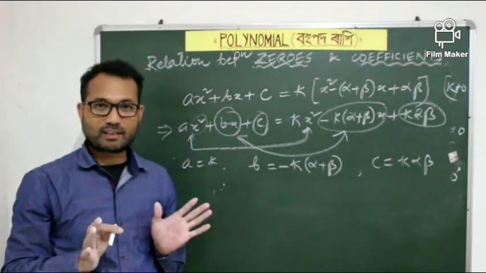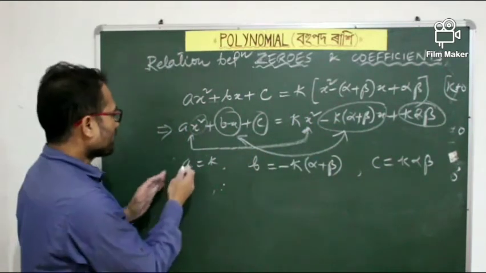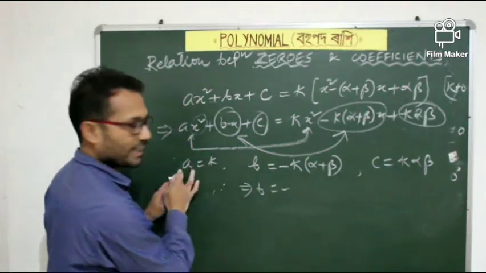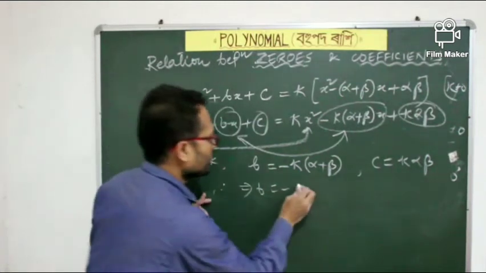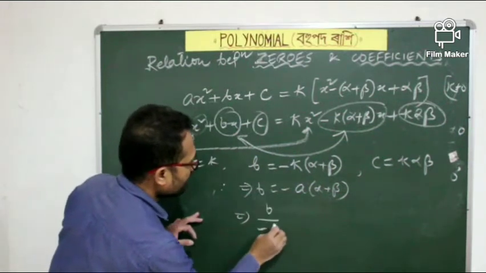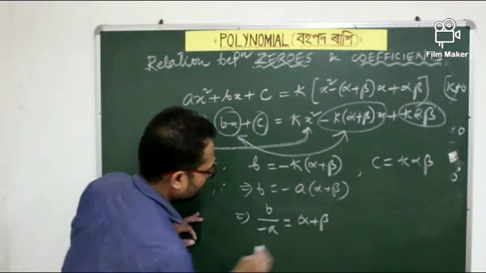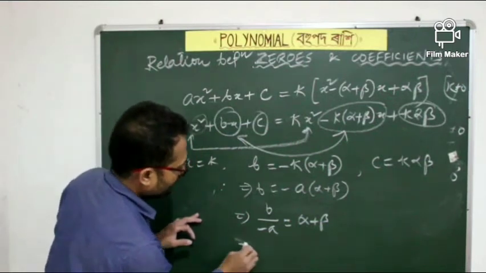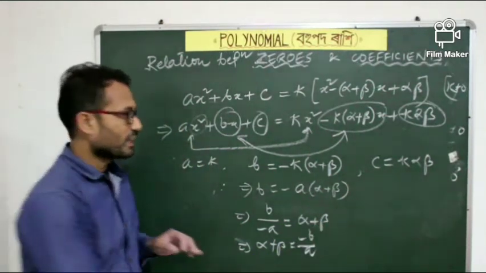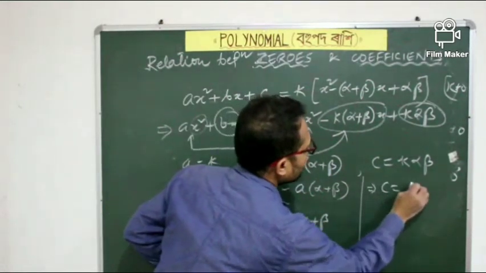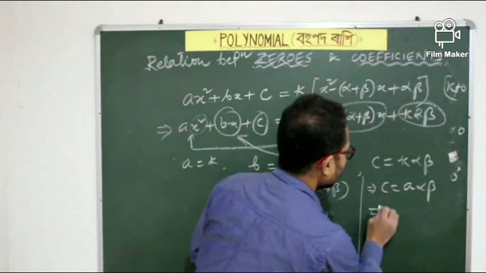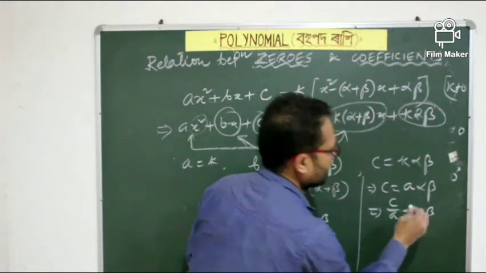Now because a equals k, let me put it here: b equals minus a times alpha plus beta. So what we have found is that alpha plus beta equals minus b by a. And c equals a alpha beta, so c by a equals alpha beta.